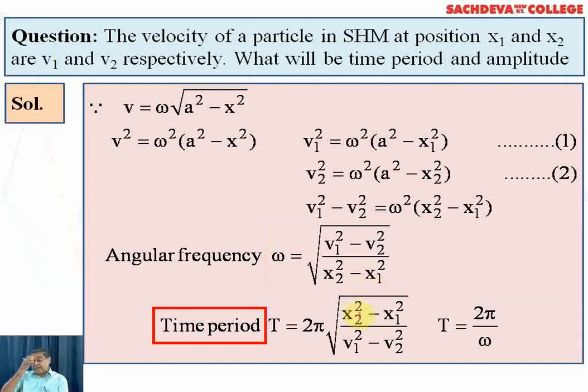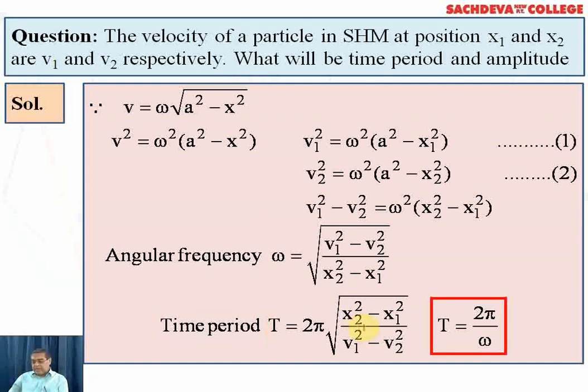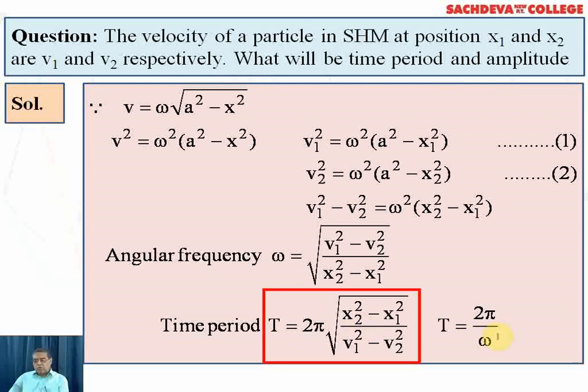Now we have to find the time period. We know that the time period is 2 pi by omega. So 2 pi over omega, and we write the value of omega. The expression becomes T is equal to 2 pi under root x2 square minus x1 square divided by v1 square minus v2 square. So we have computed the time period as 2 pi by omega, and from that we got this function.